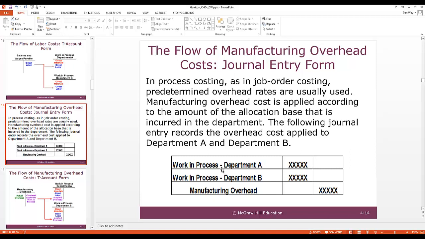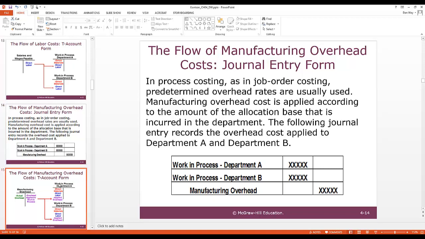Again, increasing the work in process accounts for both Department A and Department B, and crediting, or quote unquote decreasing, the overhead account for the same amount to indicate that we're applying overhead to the work in process in Department A and Department B. Again, exactly the same as we did in Chapter 3 with our job order costing system. The difference, of course, is that now we're applying that to two different departments rather than the work in process single account related to some particular job.